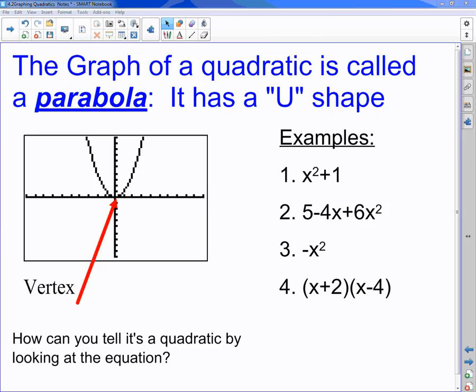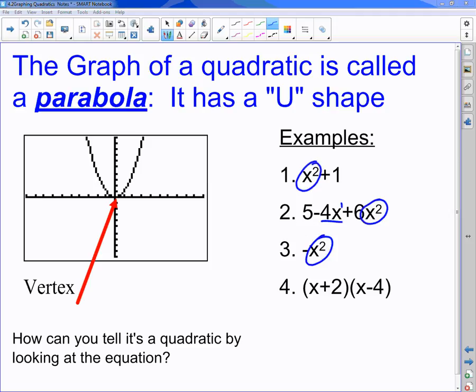Some examples here are on the right, and if you look at them, what makes them a quadratic is that you have x being squared. So if we look at example 2, you can also find an x squared in there, right? We have a plain x, but we also have an x squared, so it's a parabola. Same with example 3. We have that x squared that makes it a quadratic.